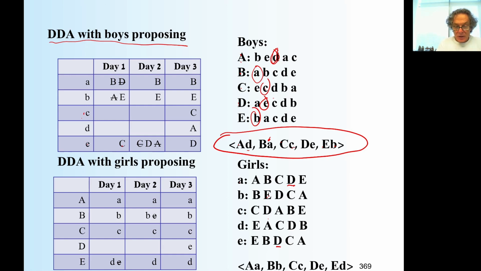Now let's do the girl-proposing DAA. Okay, let's see. So the boys sit at home. On the first day, every girl goes to the top of her list. So girl A goes to A. Girl B goes to B. Girl C goes to C. Girl D goes to E, and also girl E goes to E. So boy E is getting 2, the rest getting 1, and D does not get anyone.